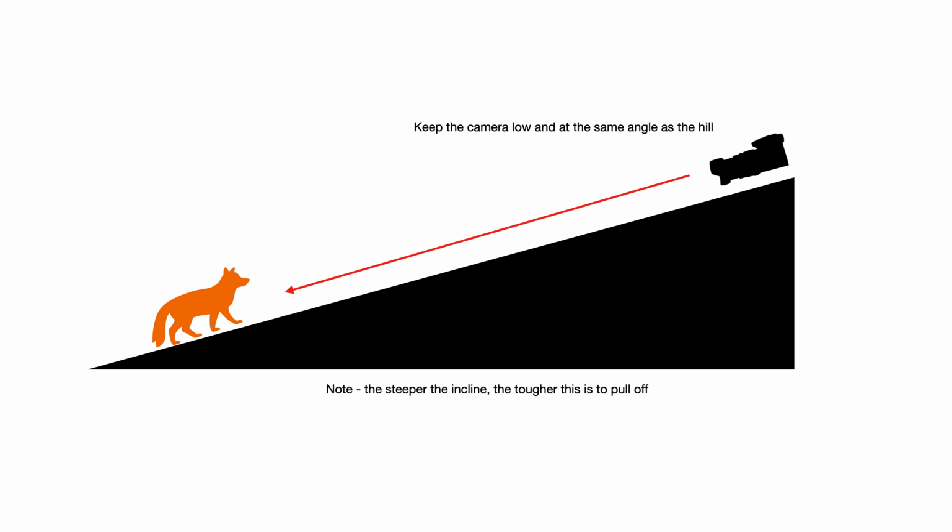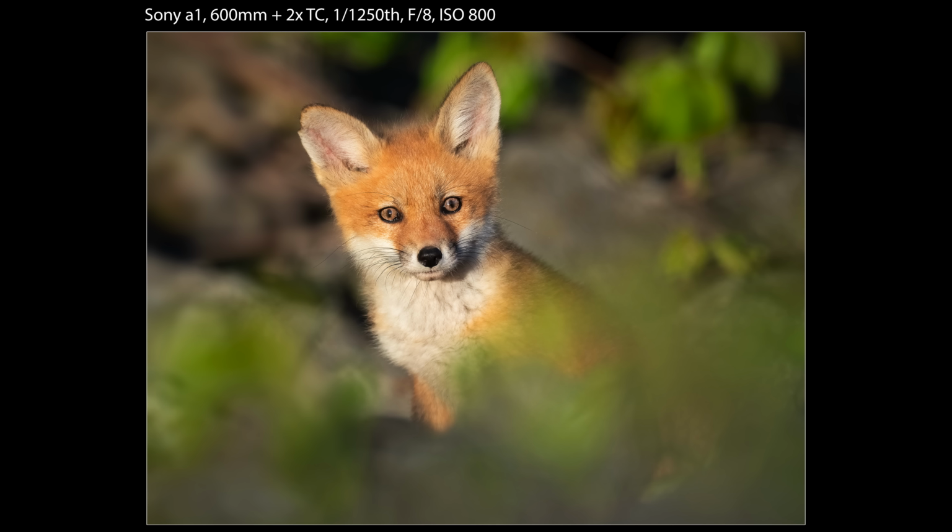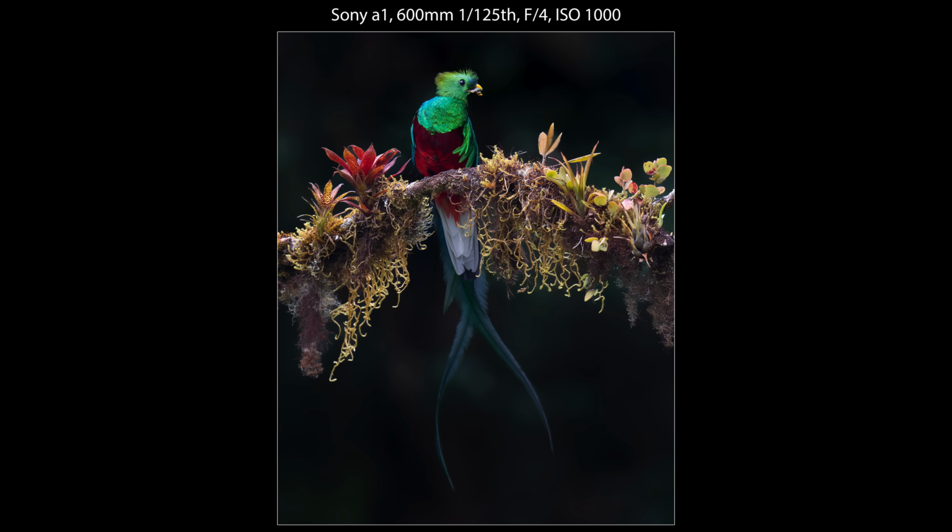In fact, take this little fox. Looks like I was at eye level, right? Nope. He was easily 6 or 7 feet lower than I was. However, because I was able to keep my lens low and parallel to the hill, it appears the image was captured at eye level. As photographers, it's our job to convey the feelings we had about our subject to our viewers, and using height is one of the most potent tools in our toolbox.